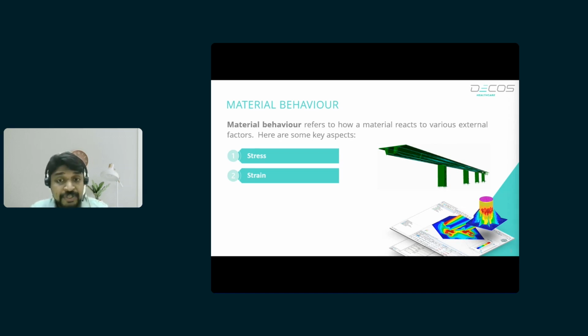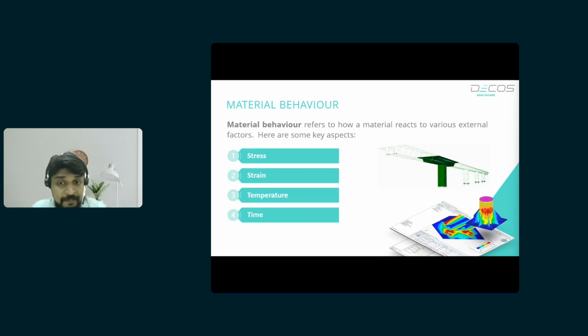Strain is the end result, where deformation or change in the shape or size of the material happens due to the applied stress. Change in temperature can significantly impact a material's properties and its behavior. Materials may expand or contract, become more or less brittle, or even undergo phase changes.